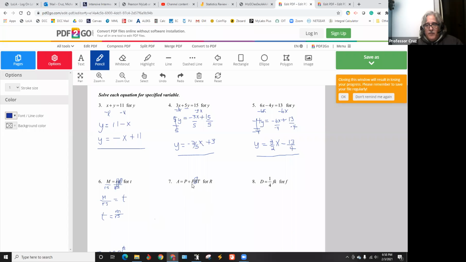Okay. This next one, I think that's the formula for simple interest. You might have to fiddle with that if you were in a finance class or some other business class. That's one you might see. These other two, on 6 and 8, I don't recognize those. It might be something that somebody just made up for this book.